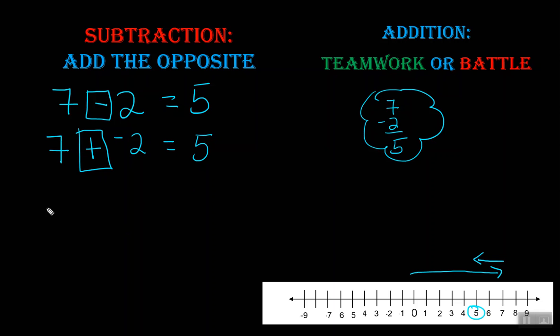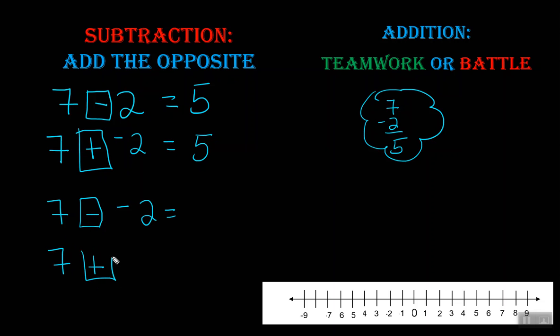Well, let's change it up. Let's see what happens. What if I had 7 minus a negative 2? What would happen then? I'm going to erase the number line because I don't want it to confuse you over there. All right, my rule says if I'm subtracting, I'm going to add the opposite. So right here, I'm subtracting. I need to make this adding the opposite. So this is currently a negative 2. I'm going to change that to a positive 2.